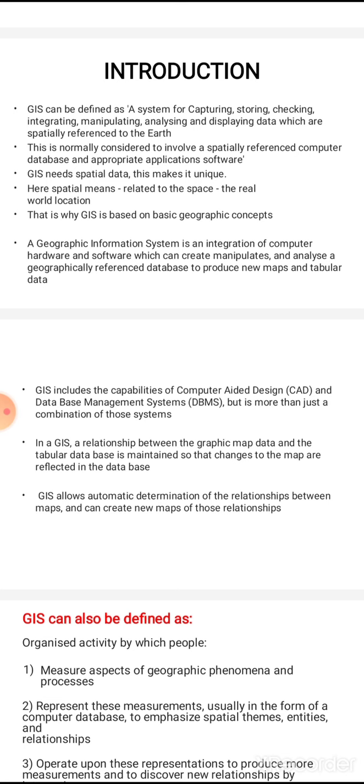Okay, so GIS allows automatic determination of relationship between maps and can create new maps of those relationships. So by using GIS, we can create relationship between maps, and by using those, we can create new maps also.